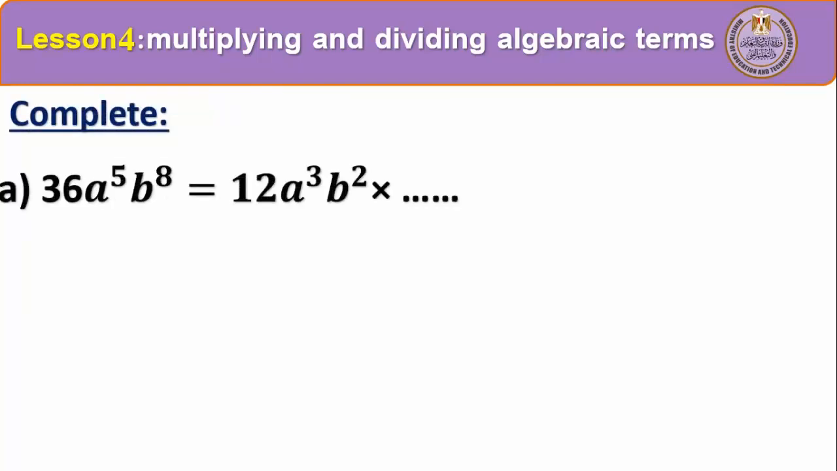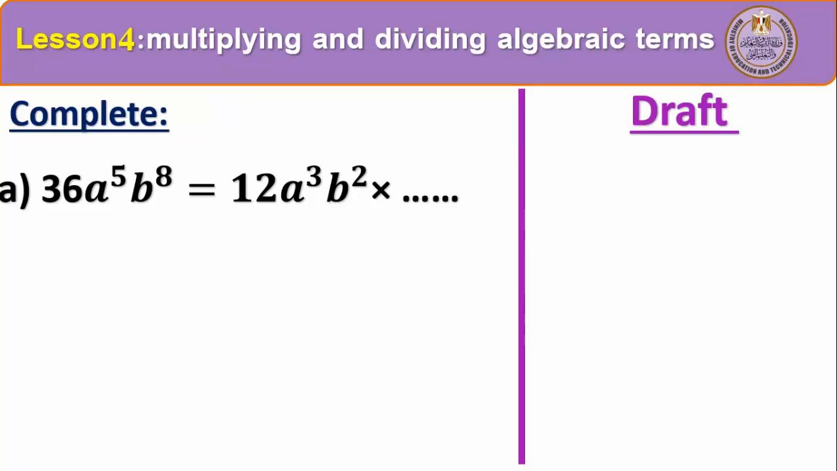Now, who can complete with me? 36a^5 p^8 equals 12a^3 p^2 times an unknown number. Here we must divide the coefficients at first, 36 divided by 12 to get 3. What about a^5 divided by a^3? a^5 divided by a^3 equals a^2. What about p^8 divided by p^2? p^8 divided by p^2 equals p^6.